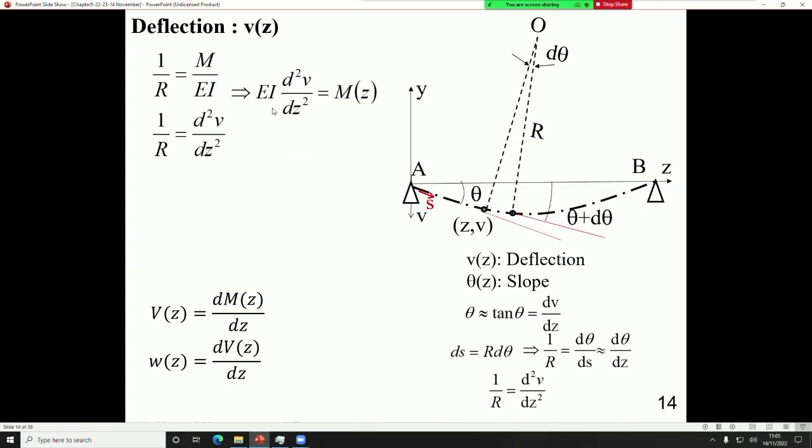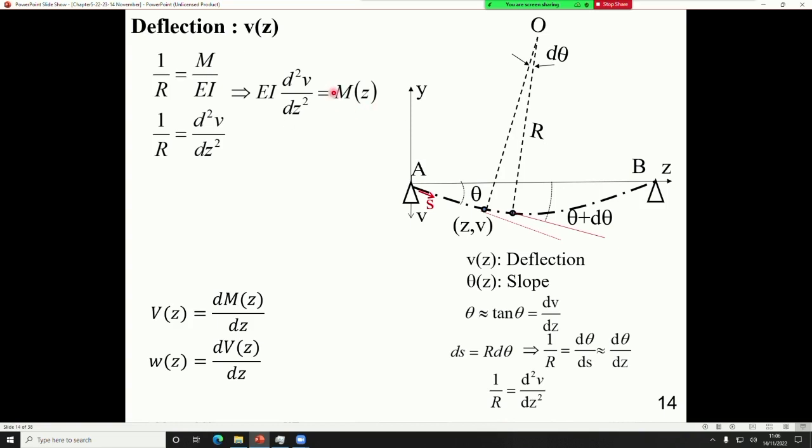Now, the product of E and I is called the bending stiffness. Do you remember? We had torsional stiffness. We had axial stiffness or axial rigidity. So EI, the product of the Young's modulus and second moment of area, is called bending stiffness or bending rigidity. The higher the value of EI, the lower the deflection, and vice versa. You can see it has an element of material property and an element of the geometry of the section. It works very similar to GJ in the torsion section, or similar to EA in the axial loading section.